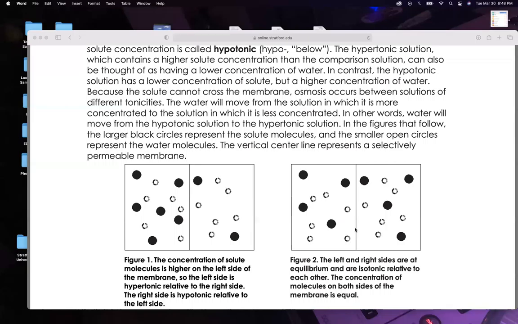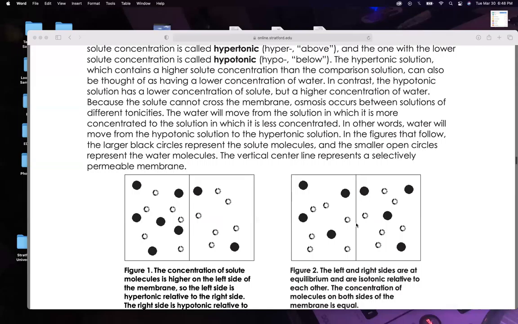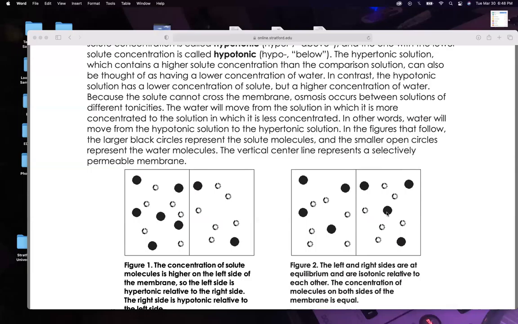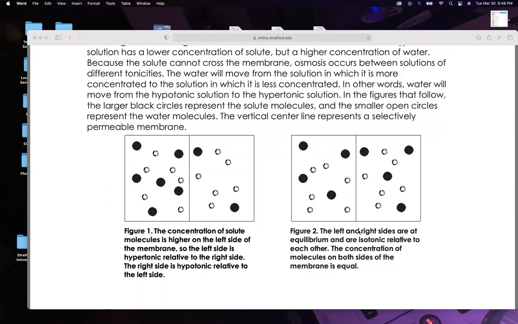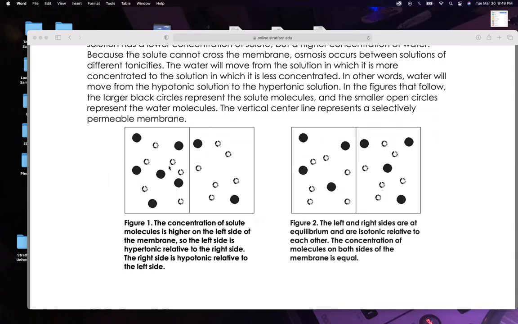Now, over the course of time, if we didn't apply any energy to this semipermeable membrane, or this fake plasma membrane that we have here, what will happen? Things will go left and right, and you will have an isotonic solution. There's 1, 2, 3, 4 sodium here, 1, 2, 3, 4 sodium here, 1, 2, 3, 4, 5, 6 water here, 1, 2, 3, 4, 5, 6 water there. So this is an isotonic solution, and in the case of human beings, it's NSS, 0.9% sodium chloride.